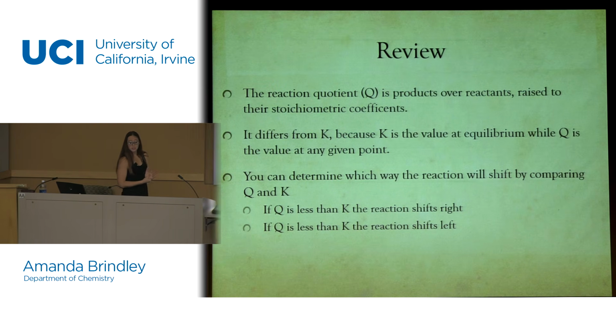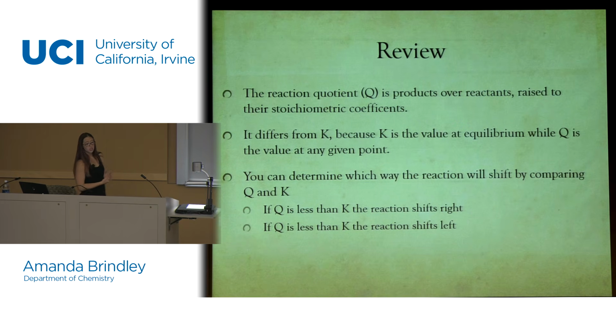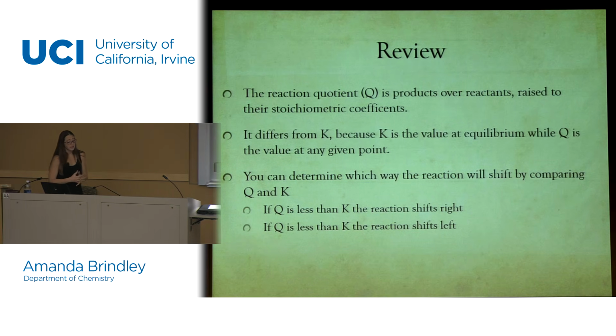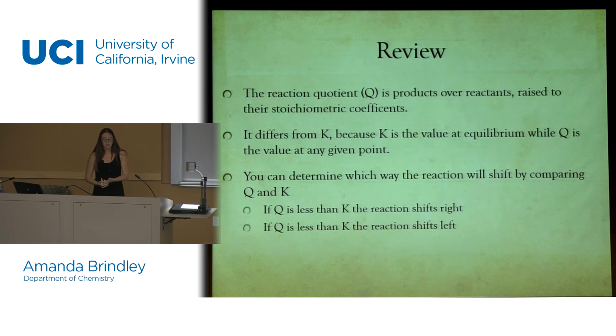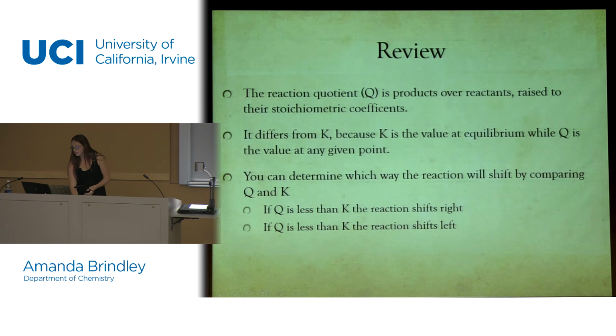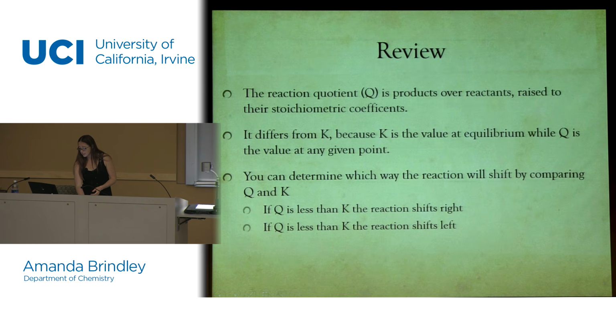You can determine which way the reaction is going to shift by looking at Q and K. Because if Q is less than K, it's going to shift to the right. But if Q is greater than K, it's going to shift to the left.